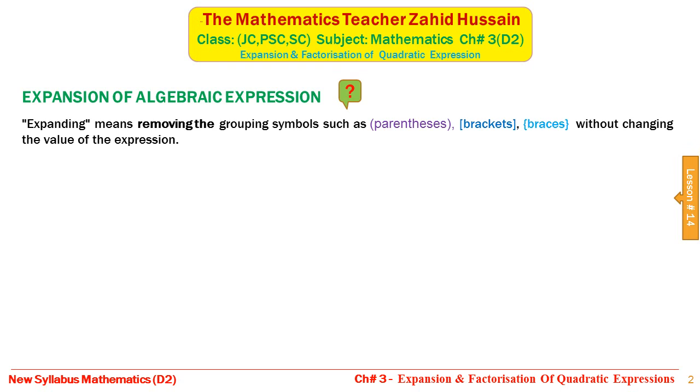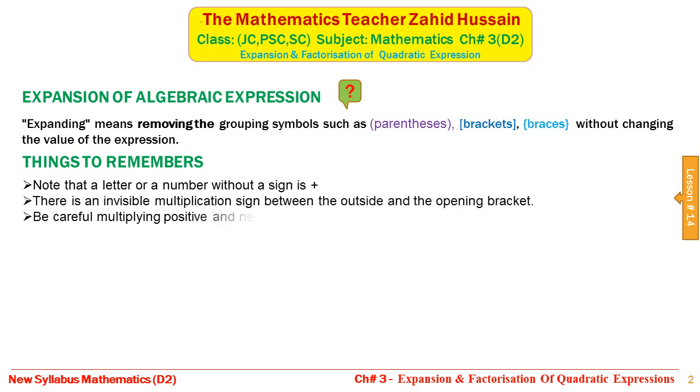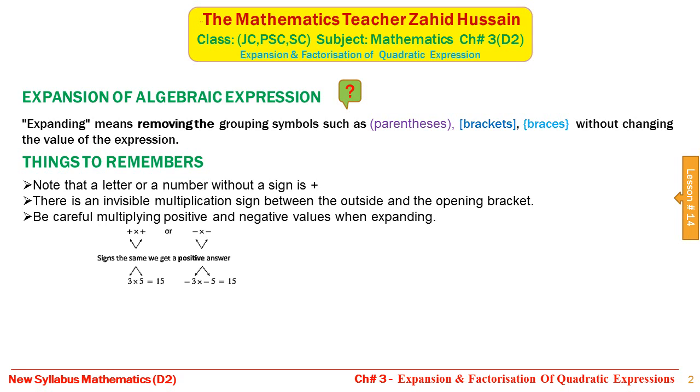This is a revision of chapter number 13, in which we defined what is expansion of algebraic expression. Expanding means removing the grouping symbols, that is brackets, without changing the value of the expression. And some points to remember before expansion. You are familiar with these points because we have discussed these points in the previous lesson.